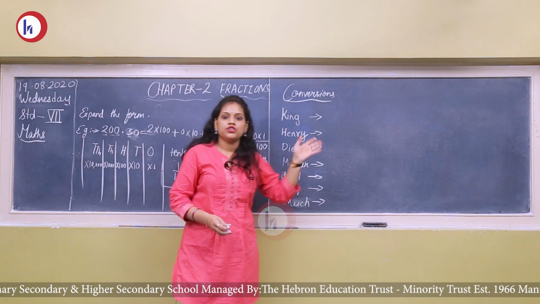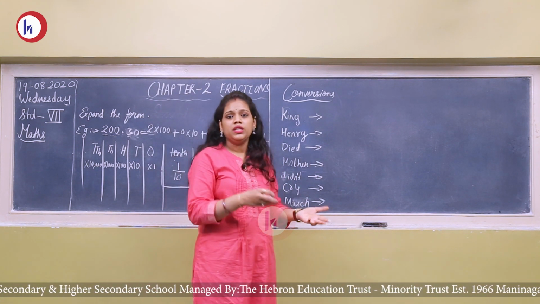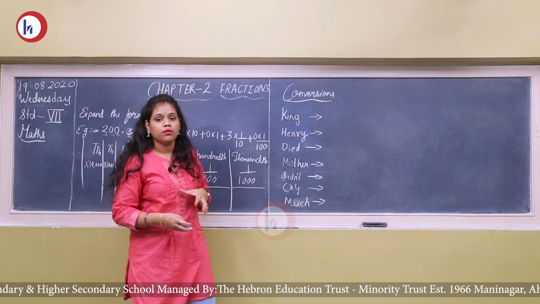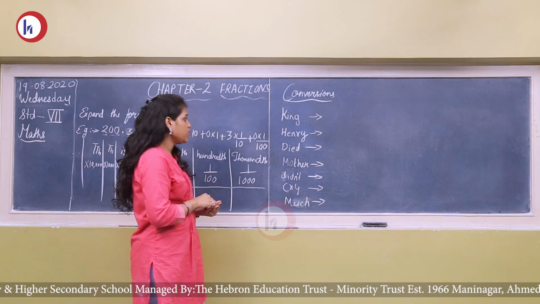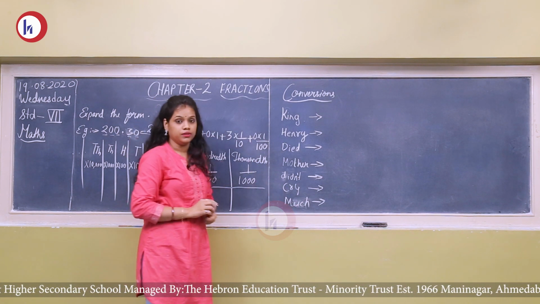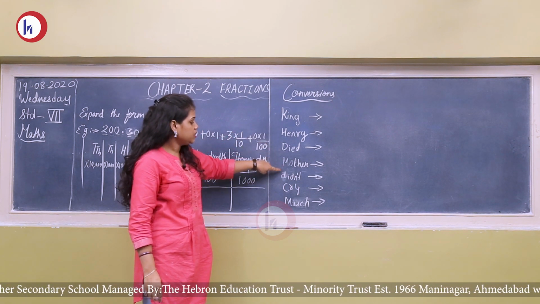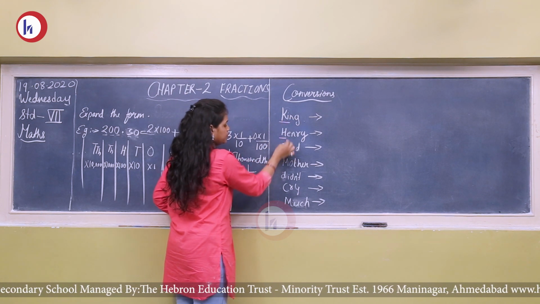Now come to the conversions. You know meter to centimeter, centimeter to millimeter and so on. You have to remember every time how many meters are in 1 kilometer, how many centimeters in 1 meter. So there is one easy way I am giving you here. What I have written is: King Henry died, mother didn't cry much. So what you have to look at is the first alphabet.